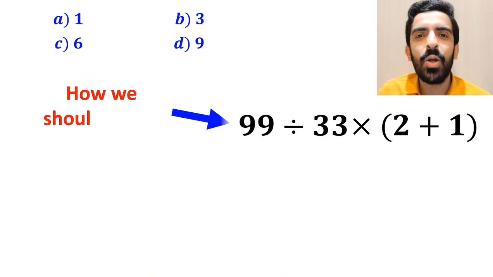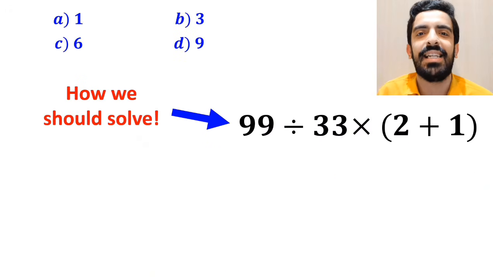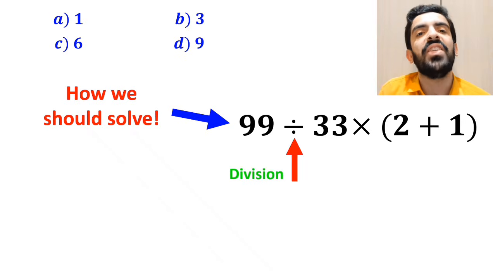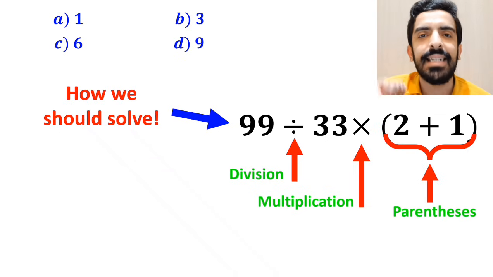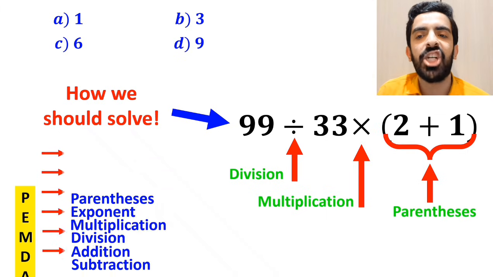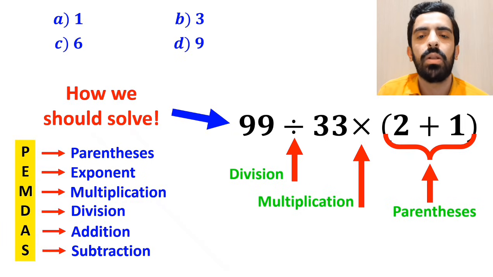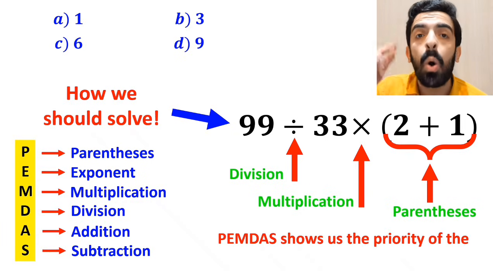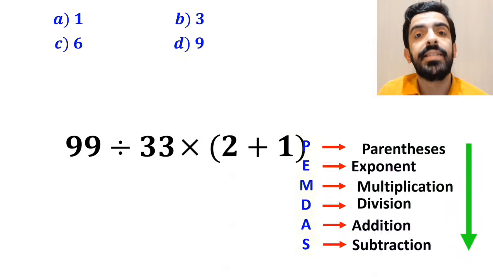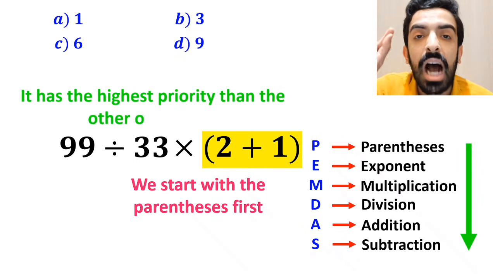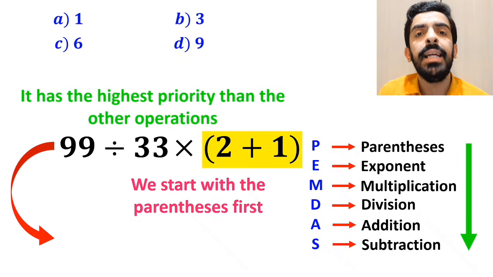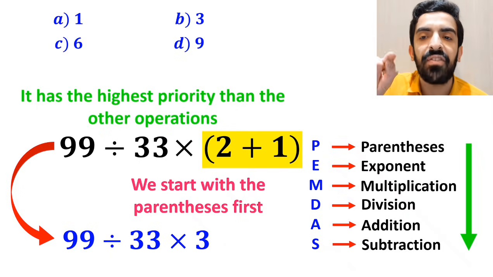Alright, now let me show you how to solve this expression correctly. As you can see on the screen, in this expression, first we have a division sign, then a multiplication sign, and finally parentheses. To solve this question, we need to use the PEMDAS rule. PEMDAS shows us the priority of the order of operations. So, we'll start with the parentheses first, because it has the highest priority among the operations. Okay, this expression simplifies to 99 divided by 33 multiplied by 3.